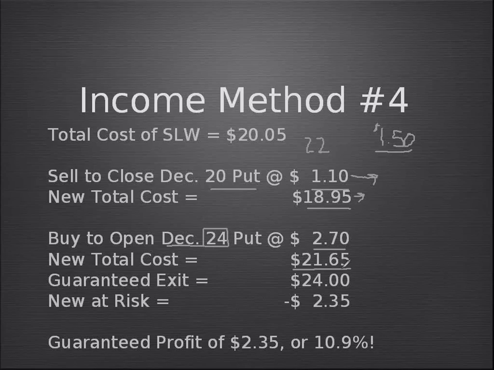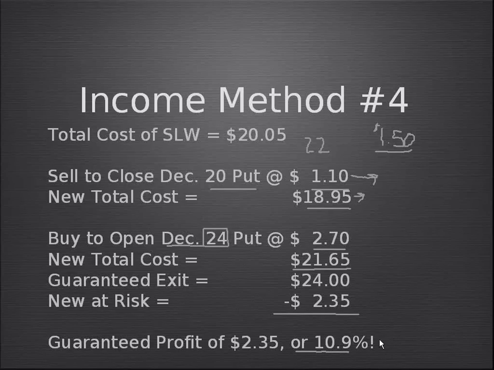So we have $21.65 invested in the total position. We're guaranteed to be able to sell to close our shares at 24, so this gives us a new at-risk amount of negative $2.35. A negative at risk means a bulletproof position. Okay? And so right now, the position is guaranteed a return of 10.9% in the worst case scenario.